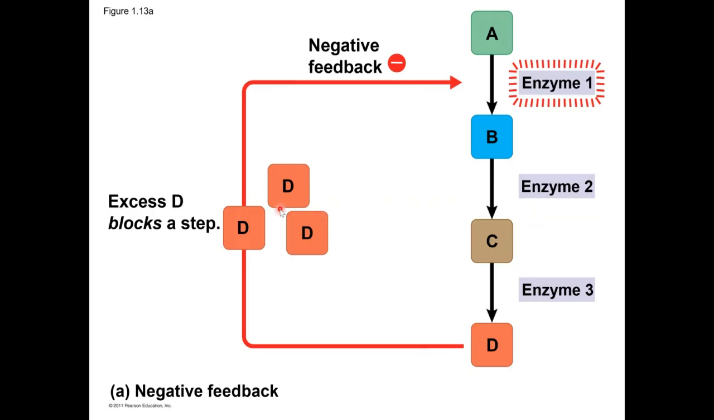The opposite's also true. If D gets used and we need more, then it's not there to inhibit step 1, and the metabolic pathway can proceed. In this way, we balance the amount of the product D. So we don't have too much, we don't have too little. Just right.